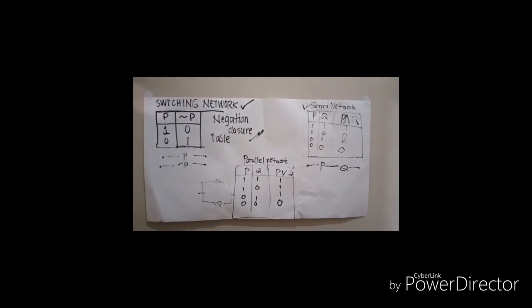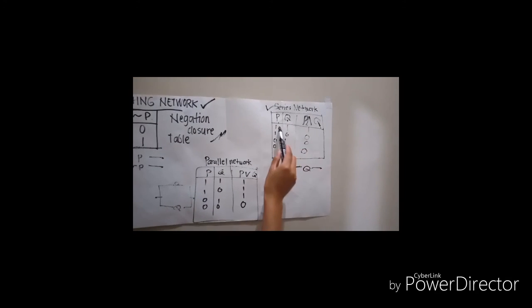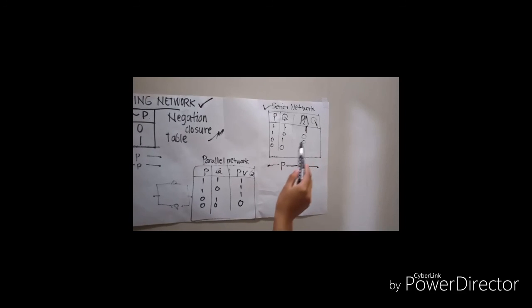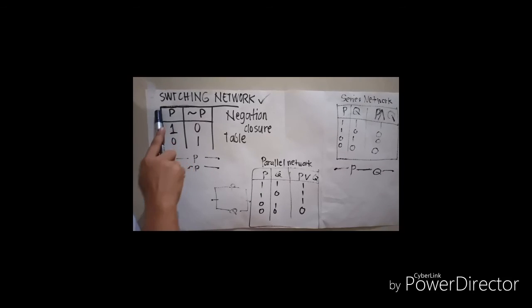Next, we proceed to the parallel network closure table. It shows switches P and Q connected to form a parallel network. The table shows that this parallel network is closed if P is closed or if Q is closed. Now consider the network shown to determine the required conditions under which the network is closed. We first write a symbolic statement that represents the network and then construct a closure table. So let's proceed to the next topic.